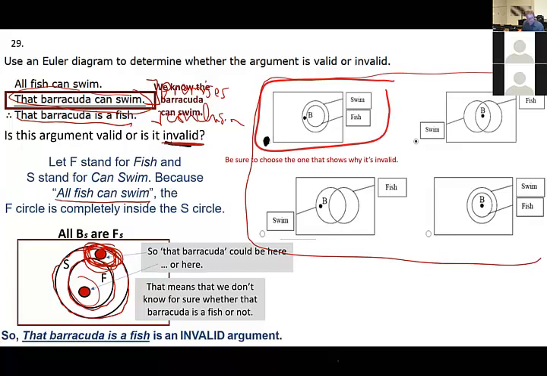And that's this one. The dot, I used a red dot, they used a black dot. That black dot is in the can swim circle, but is not inside the fish circle. It's like this one. That's the dot that proves that argument is not valid. If that barracuda is in fact not a fish, it could be out there. That's the case that proves that the argument's not valid.